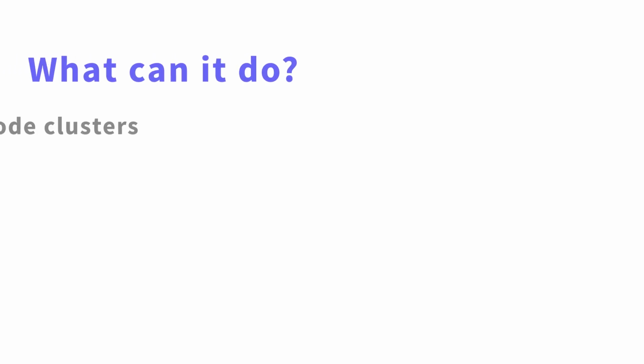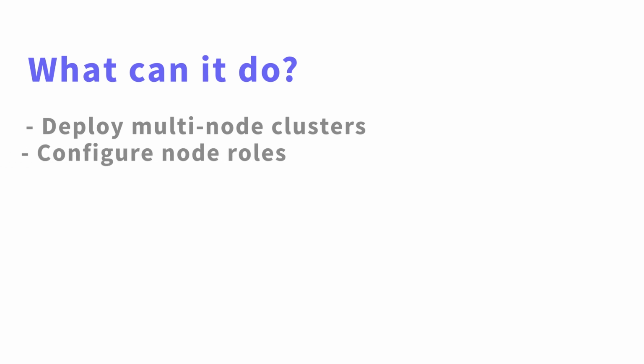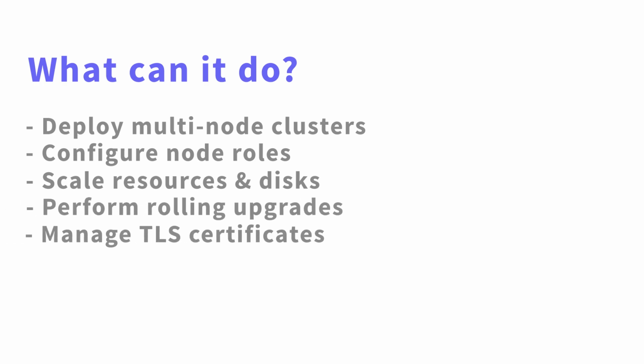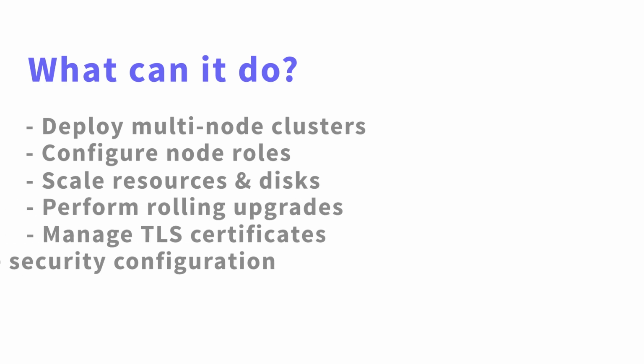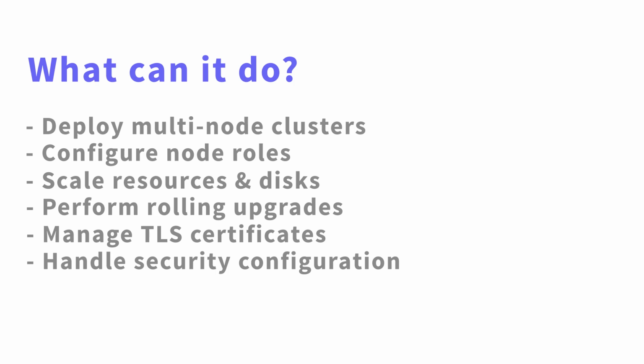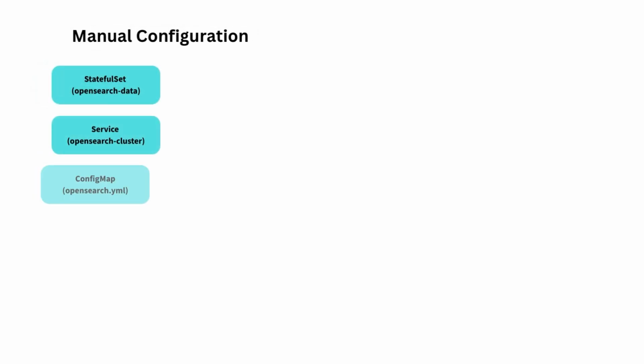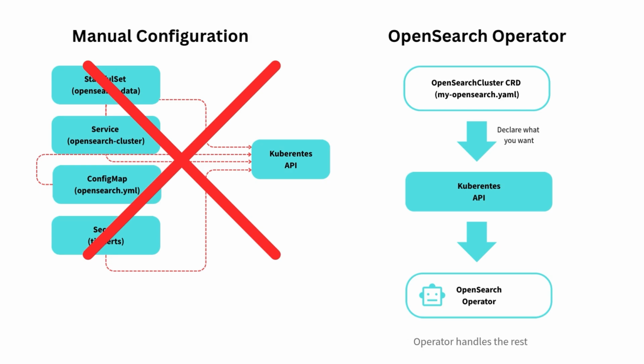What can it do? Deploy multi-node clusters, configure node roles and data tiers, scale resources and disks, perform rolling upgrades, manage TLS certificates, handle security configurations, and even gracefully drain nodes during scale down. We're also going to support autoscale soon. Instead of manually creating stateful sets, services, config maps, and secrets, you declare what you want, and then the operator handles the rest.